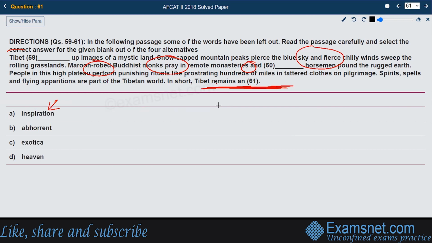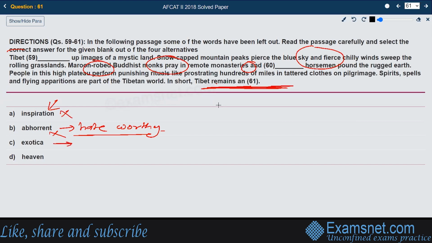First is inspiration. There is no sentence given which should inspire, so inspiration should not come. The next word is abhorrent. Abhorrent means hate-worthy, something to hate, but nothing has been described that people should start hating Tibet. There's nothing like that described, and nothing like that there also. So abhorrent cannot be the word, inspiration cannot be the word.